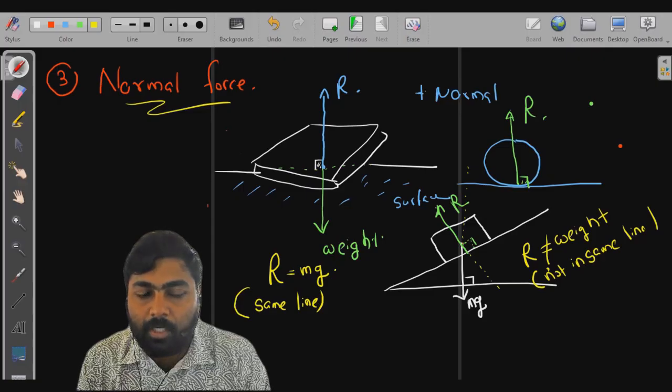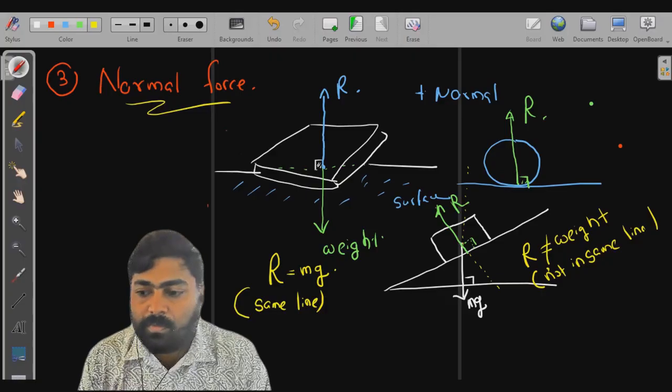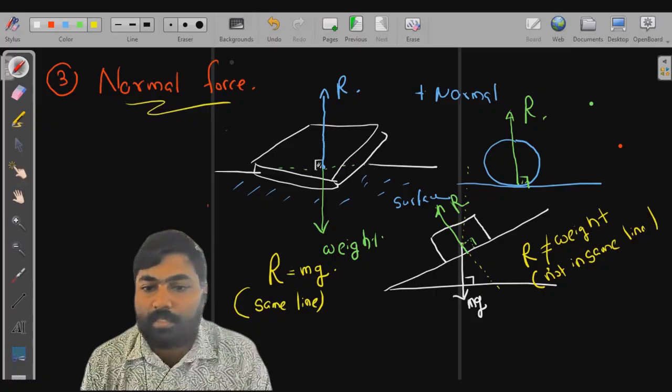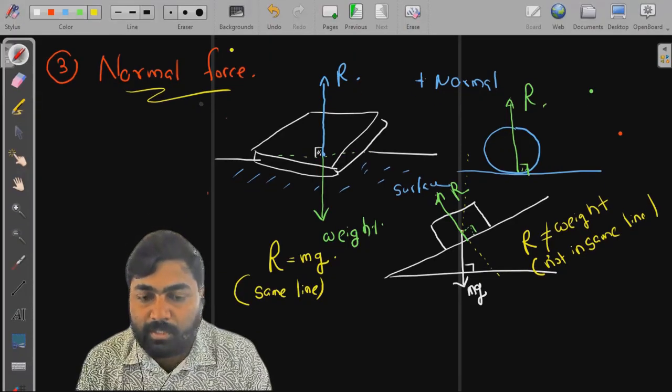To balance the weight, an internal force called normal force is originated.